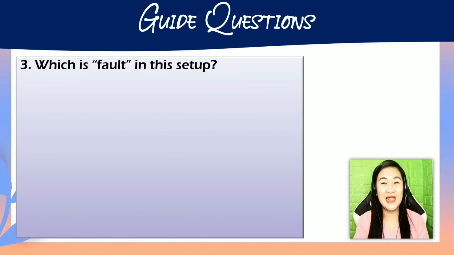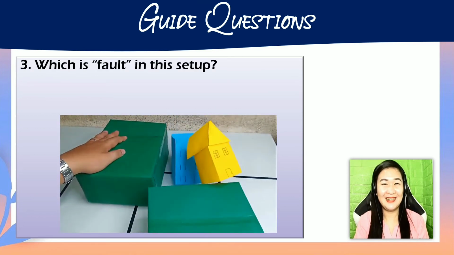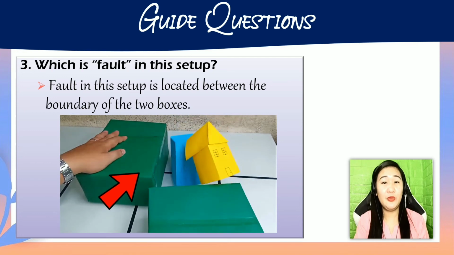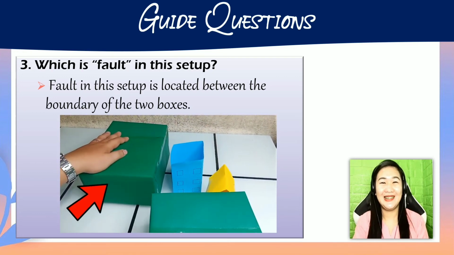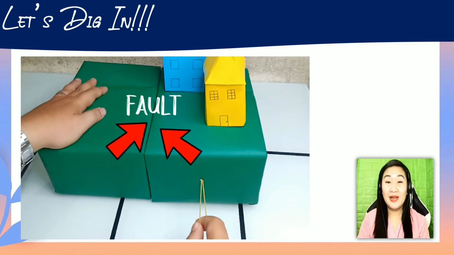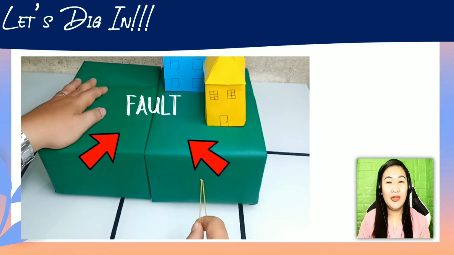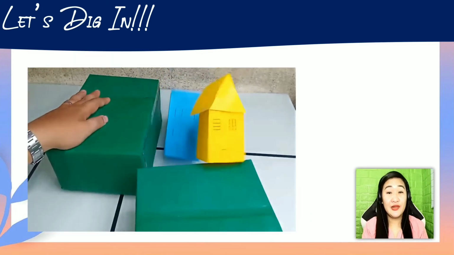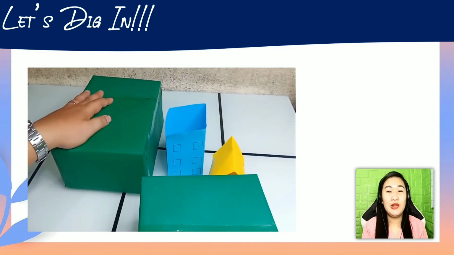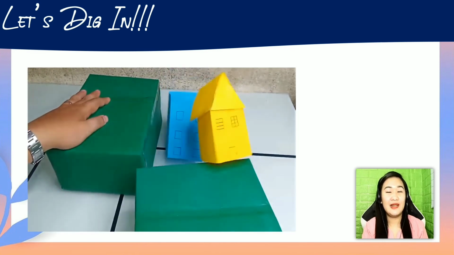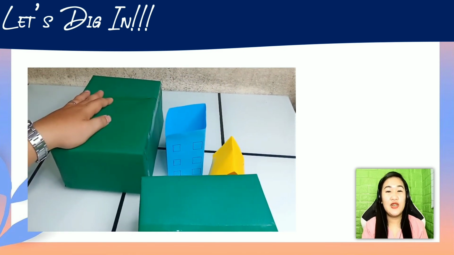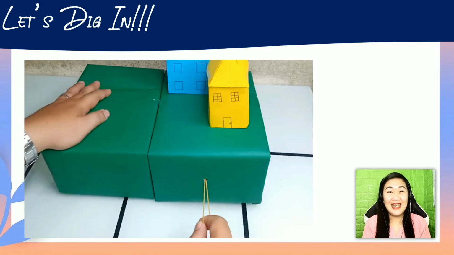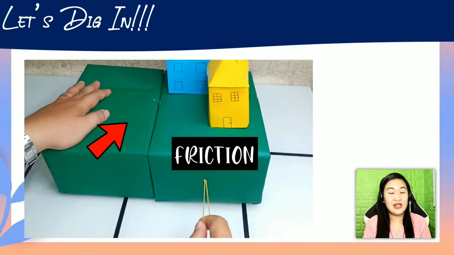Which is the fault in this setup? You are correct. The fault in this setup is located between the boundary of the two boxes. The boxes represent the ground and the boundary between them represents the fault. As the box jolts forward, this simulates the movement that occurs along a fault. Likewise, the release of energy from inside the earth makes the ground move. In this setup, the tape represents friction.